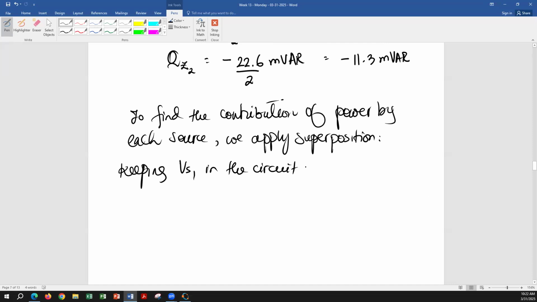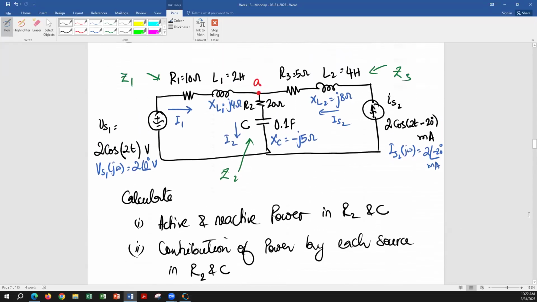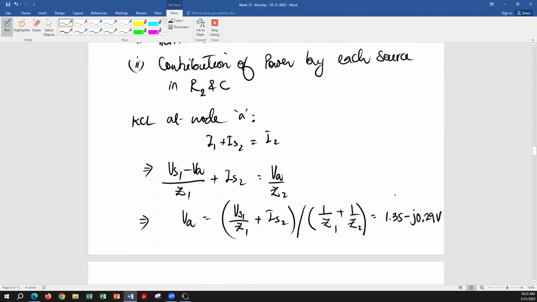Keeping VS1 in the circuit, let's go ahead and redraw the circuit real quick. Once we eliminate IS2, what's going to happen? Elimination of IS2 means we're going to open that. That means L2 and R3 will be gone, so you will have only a single loop. So your circuit is reduced to VS1, R1, L1, R2, and C.